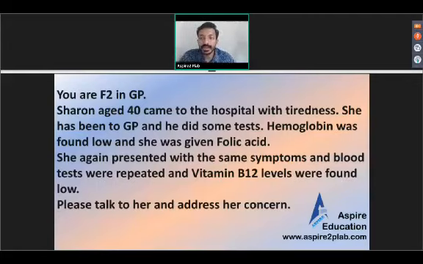She has been to the GP and he did some tests. Hemoglobin was found low and she was given folic acid. Folic acid, fine. She again presented with the same symptom, blood tests were repeated and vitamin B12 levels were found low. Talk to her and address her concern. The station is very easy because they have already mentioned in the question itself that the patient's vitamin B12 levels are low.